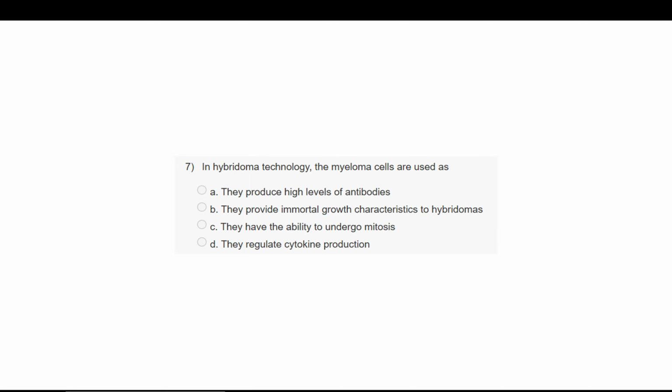In hybridoma technology, myeloma cells are used to produce high level of antibodies. They provide immortal growth characteristics to hybridoma. They have the ability to undergo mitosis. They regulate cytokine production. The answer is they provide immortal growth characteristic to hybridomas.